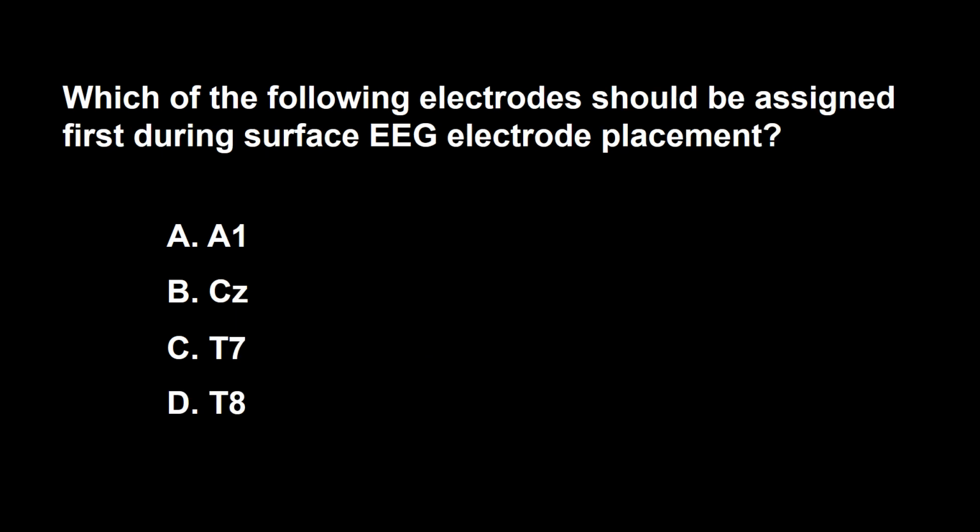The next question is, which of the following electrodes should be assigned first during surface EEG electrode placement? A. A1, B. Fz, C. T7, D. T8. This question is just an excuse to tell you how I was taught to place surface EEG electrodes.